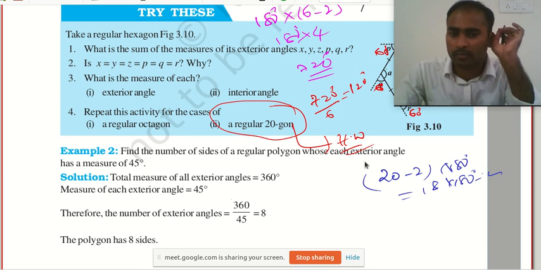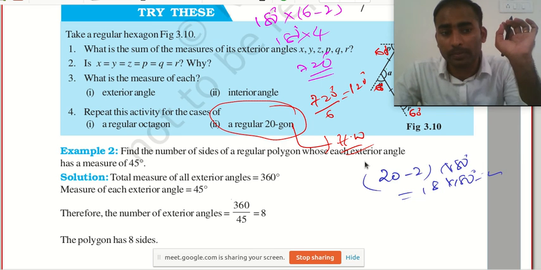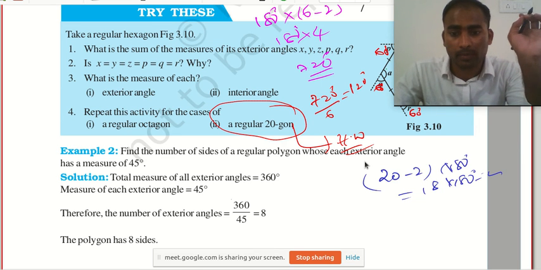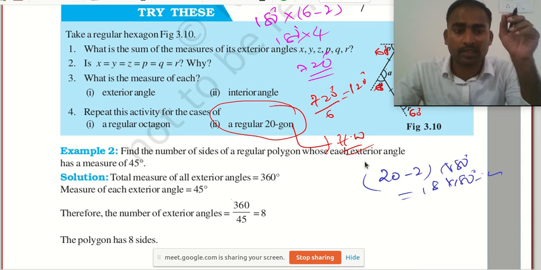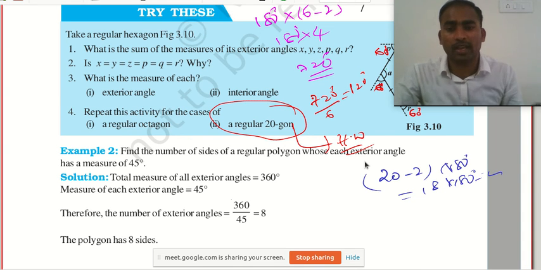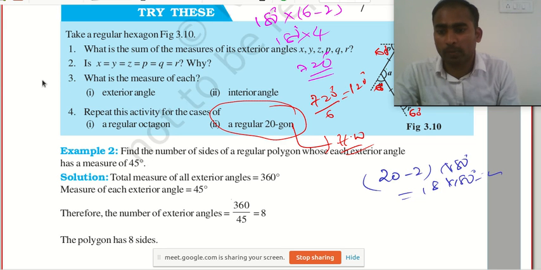Sir, will this exterior angle also have an angle sum property? Yes, in the exterior also we have an angle sum property. That also I have prepared, sir. Yes. See, I will tell you. Here, this angle is equal to the sum of its opposite angles, this one and this one. How much is it here? That is the sum of this and this angle.